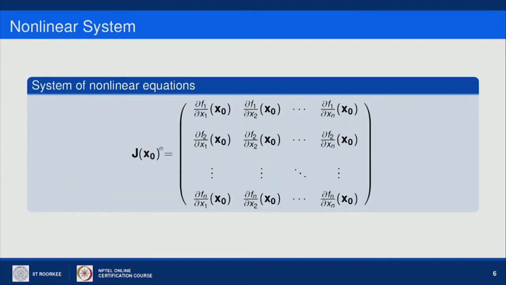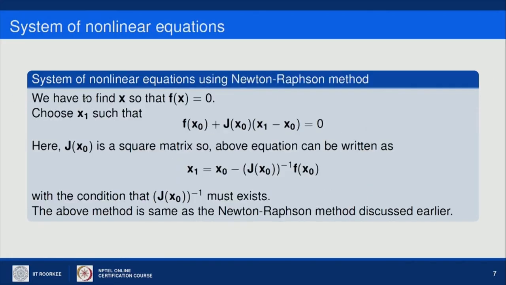So, like this one, ∂f1/∂x1, ∂f1/∂x2 up to ∂f1/∂xn, then in the second row, we have the partial derivatives of the function f2 with respect to x1, x2 up to xn, and so on. In the last row, we have the partial derivatives of fn with respect to x1, x2 up to xn. Now, we have to find x so that the system f(x) becomes 0.